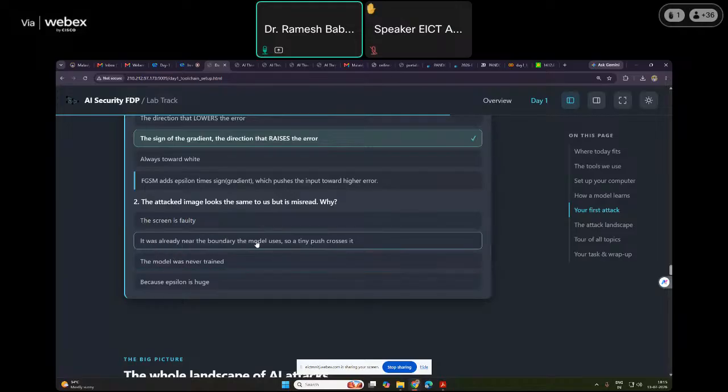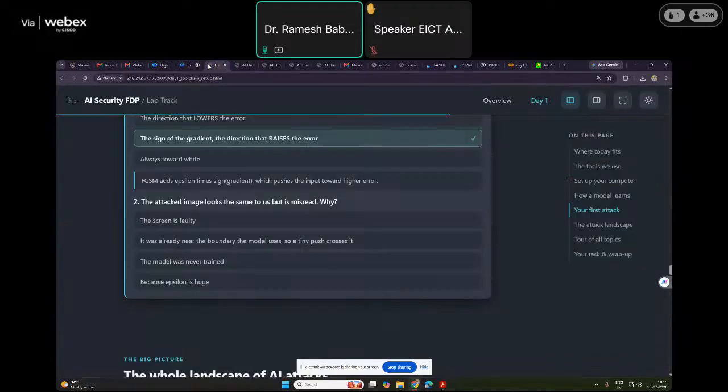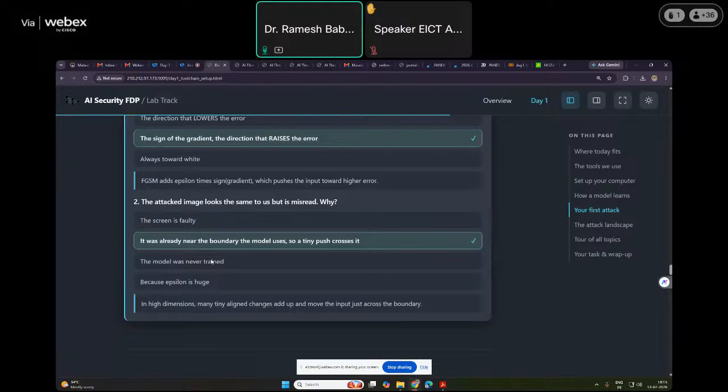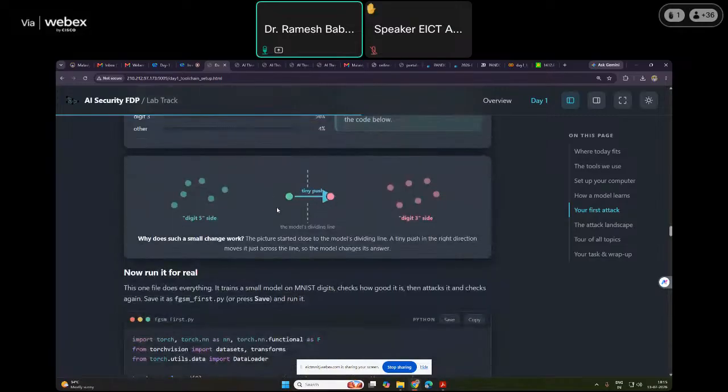Let's see. Some of you are saying it is B: it was already near the boundary the model uses, so a tiny push crosses it. And some of you are saying option C, the model was never trained. So let's see. Okay, B is the majority, and that is the correct answer. We have already discussed this part. Basically, in your multi-dimensional representation of these vectors, there is a decision boundary, and these features are very close to that decision boundary. If you push those feature vectors, basically pixels, with the help of that gradient, which makes its error high, it is going to push them from this error boundary to the other side.